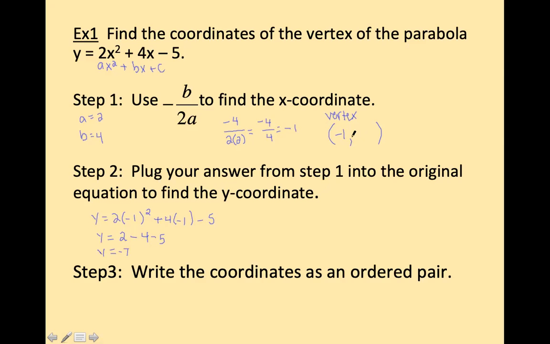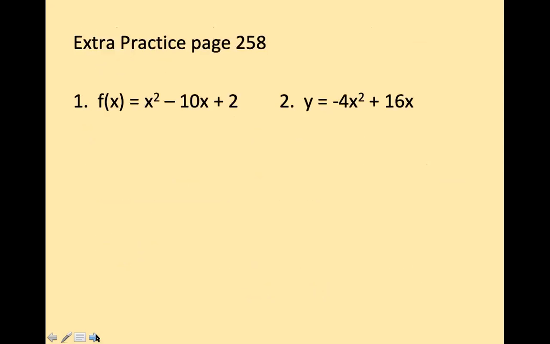So I now know my vertex. Oh, and it says write it as an ordered pair. I kind of jumped ahead there. So it should be -1, -7. Our x coordinate was -1. We found our y coordinate was -7. And that's our vertex. All right, so when you have it in standard form, to find the x coordinate, it's -b over 2a. Take that answer and plug it into the equation for y.